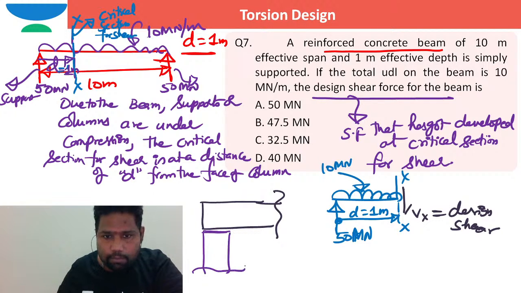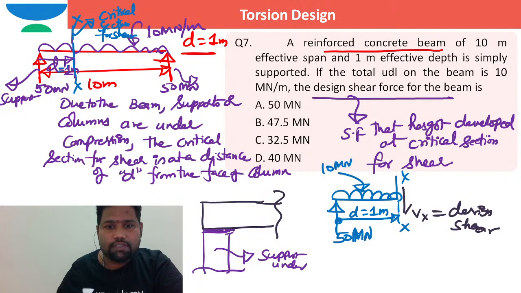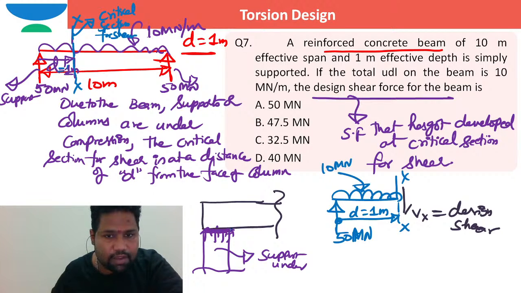This is a column, right. Now this is the support under compression. Because of the support under compression, at what angle is this reaction force distributed in the beam? The reaction force is distributed in the beam at an angle of 45 degrees. Can I say this is from the face of the column?